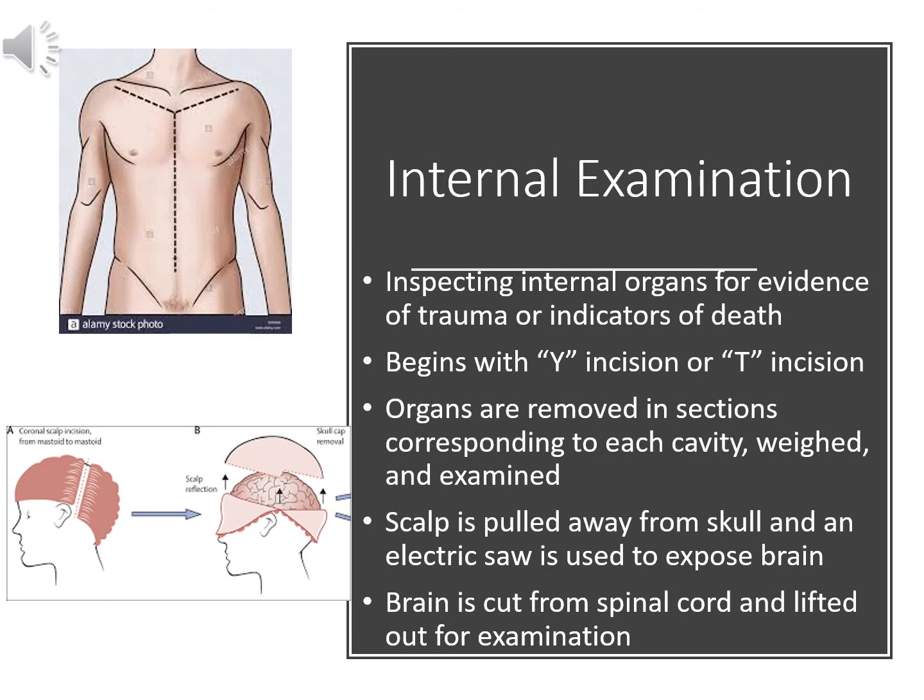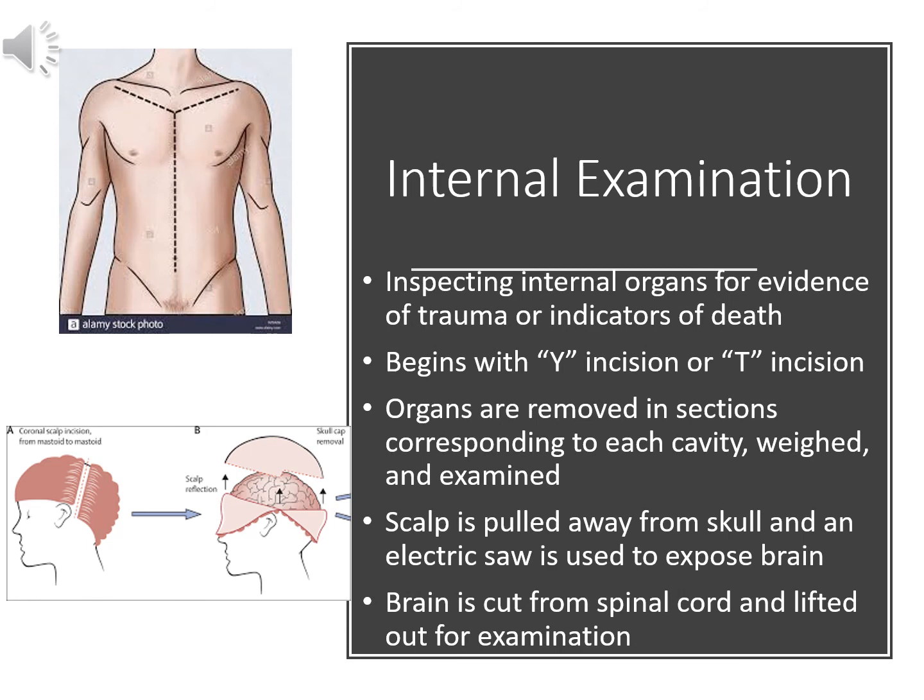So our picture shows a Y incision. A T incision would just be a straight line along the top of the chest there. But in either event, the goal is to open up the body along the trunk and to be able to remove the organs in sections corresponding to each of the cavities, weighing those organs, examining for any evidence of suspicious behavior. The scalp is pulled away from the skull, and an electric saw is used to expose the brain after, again, cutting from ear to ear to perform that brain examination.